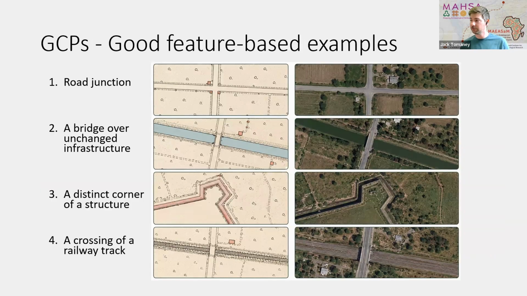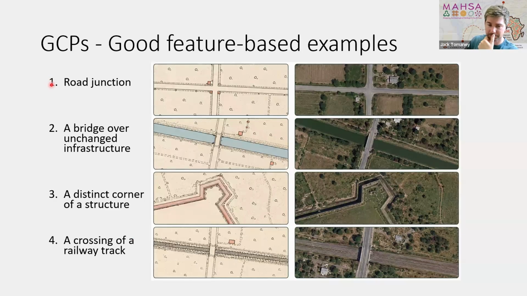So as we're going to be using feature-based GCPs, I thought it would be good to give a small example of what is a good GCP to use and what is a bad GCP to use. Because as I said, having good quality GCPs is really the most important step to having a well georeferenced map. So here I've just given 4 examples. There are many more examples of good GCPs, but these are very common ones and probably ones that you will notice during the practical.